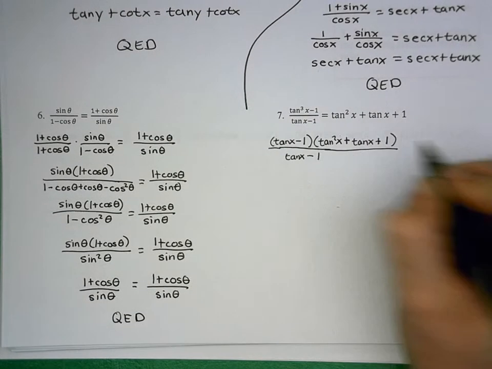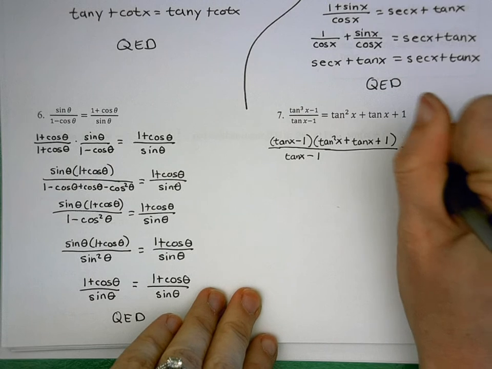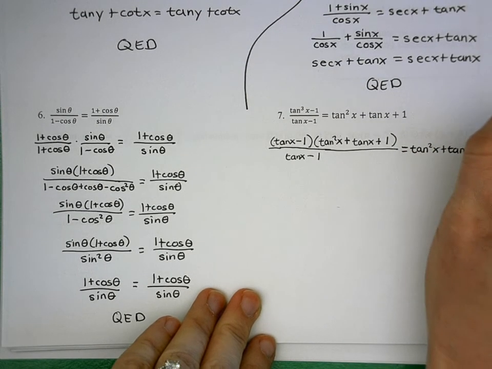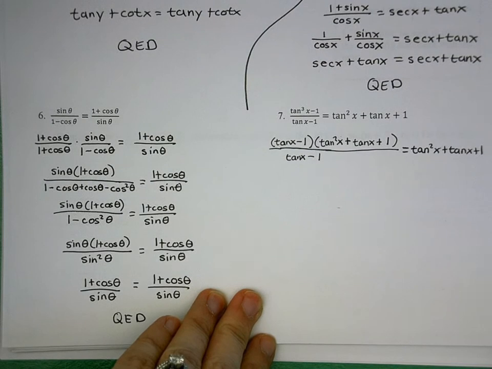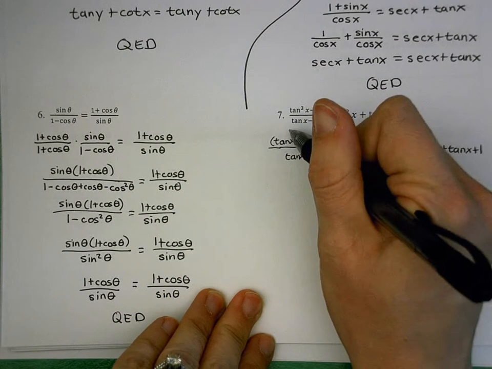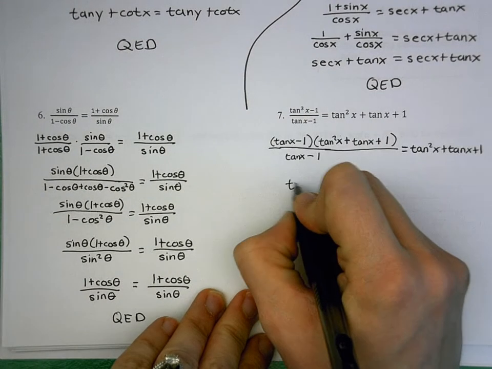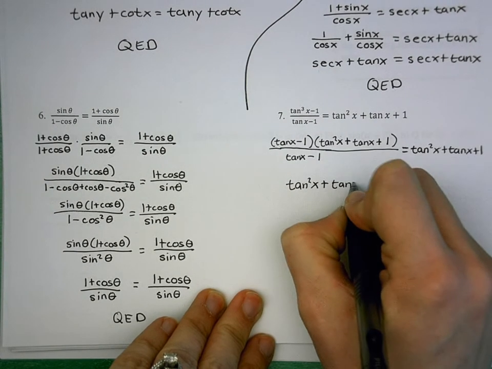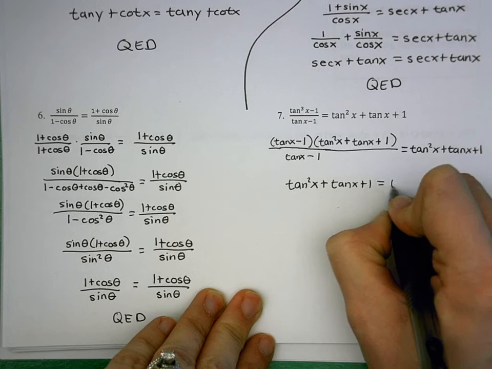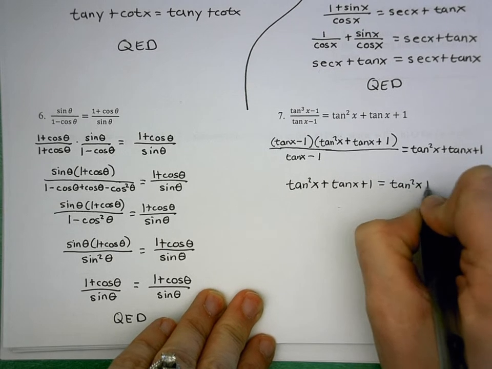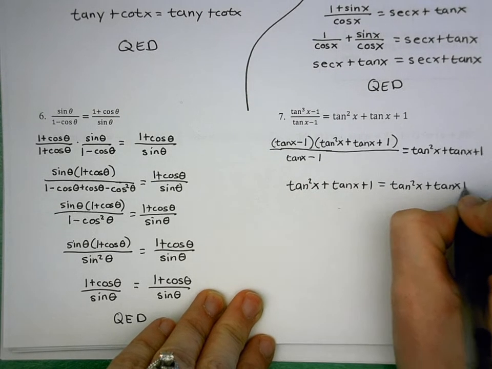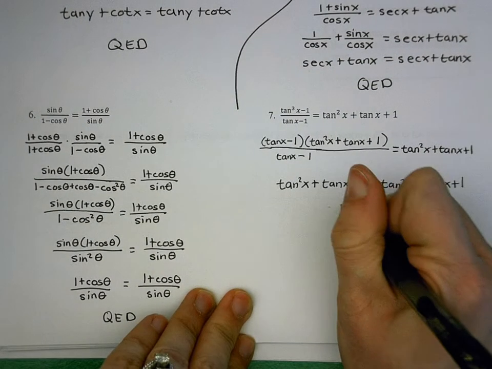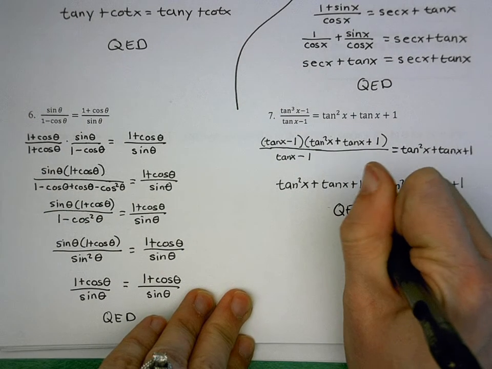And so then we take a step back, we look at the left, and we go, what could I do now to the left to get it to match my right? And we've got something that can very nicely cancel there, leaving me with tangent squared x plus 1 equals tangent squared x plus tangent x plus 1. And now that my left has come in line with my right, my proof is done. And that is objective 3.